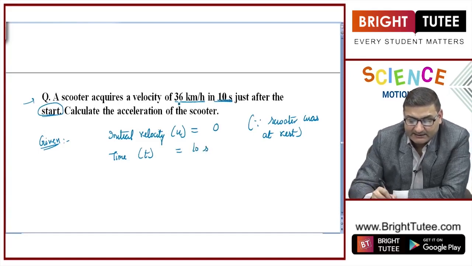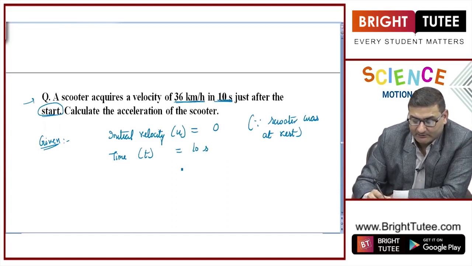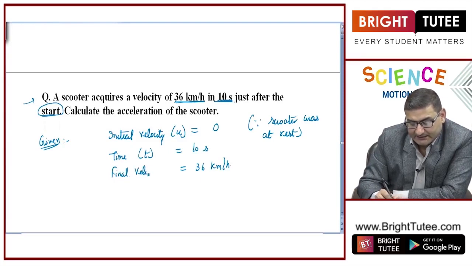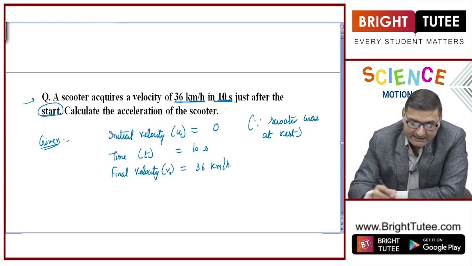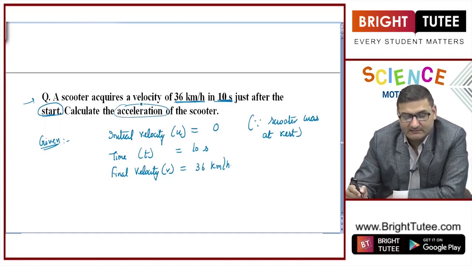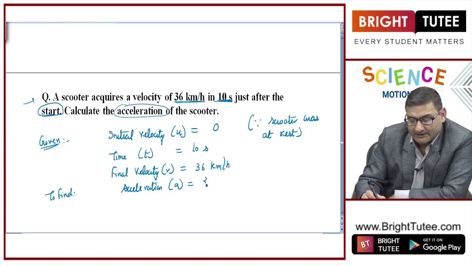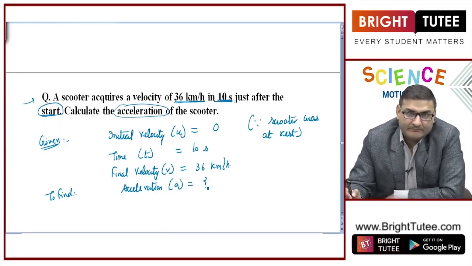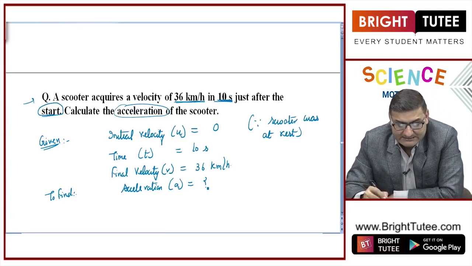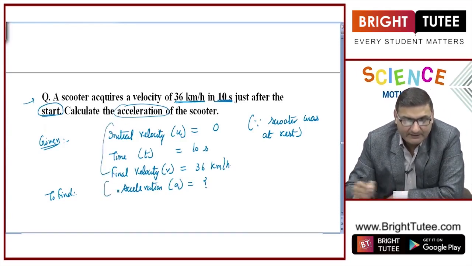In 10 seconds, it acquired a speed or velocity of 36 kilometers per hour. That means this is the final velocity that is being given to me, which is represented by v. I need to calculate the acceleration. So, what I need to find is the acceleration, given by a. This is what I need to find. Clear? First thing, we have taken what is given and what is to be found.